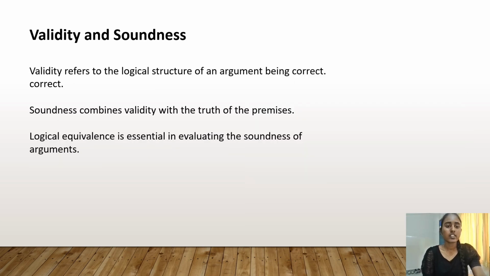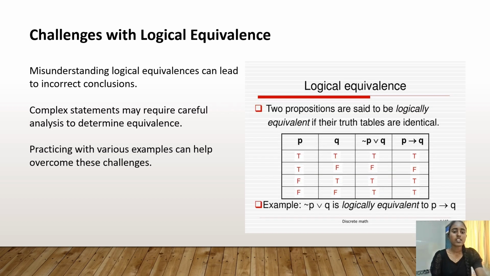Validity and soundness. Validity refers to the logical structure of an argument being correct, and soundness combines validity with the truth of the premises. Logical equivalence is essential in evaluating the soundness of an argument. Challenges with logical equivalences: misunderstanding logical equivalences can lead to incorrect conclusions. Complex statements may require careful analysis to determine equivalence. Practicing with various examples can help overcome these challenges.